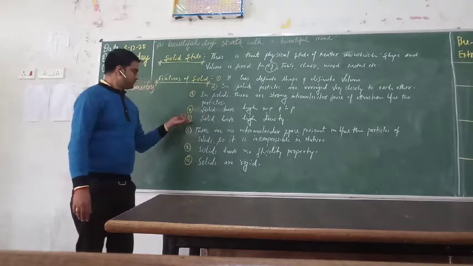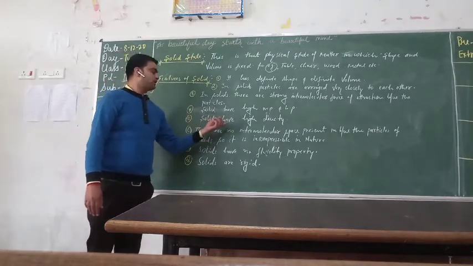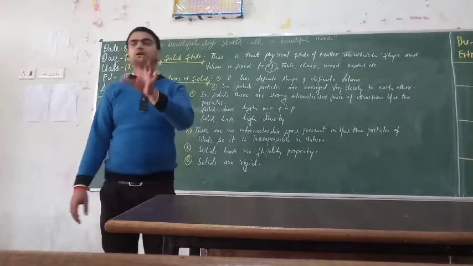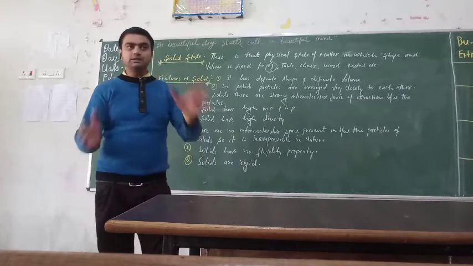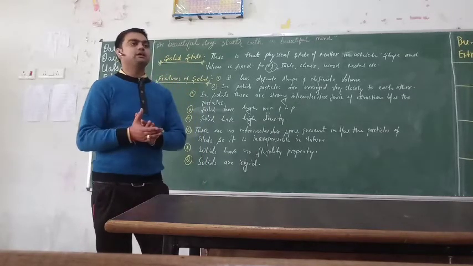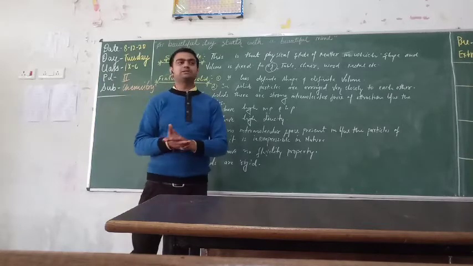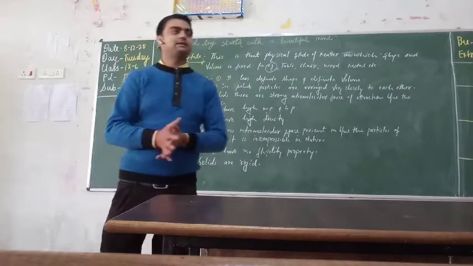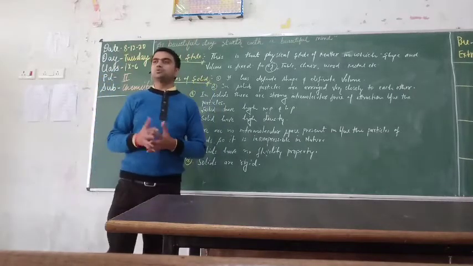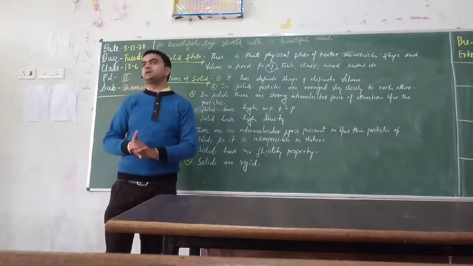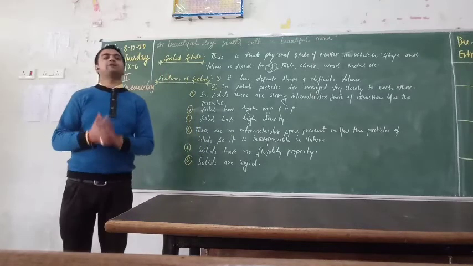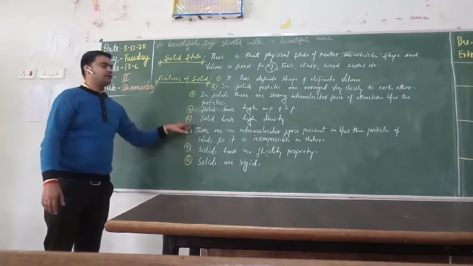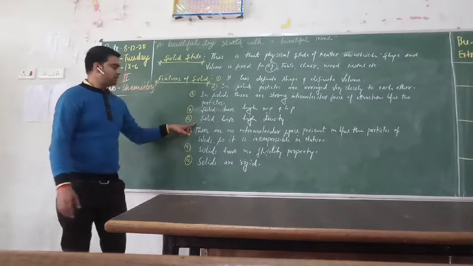Clear? Fifth point, solids have high density. Density is equal to mass upon volume. Clear? When the arrangement is very close, the density will also be very high. And you know very well that in a solid the particles are arranged very closely to each other, and that's the reason the density is very high. So we can say solids have high density.